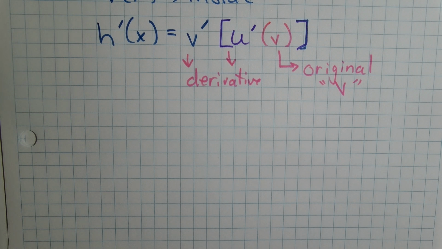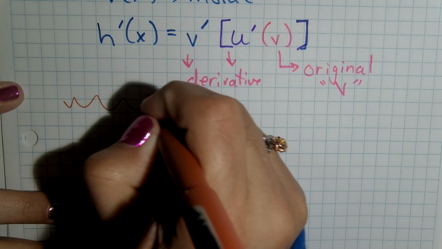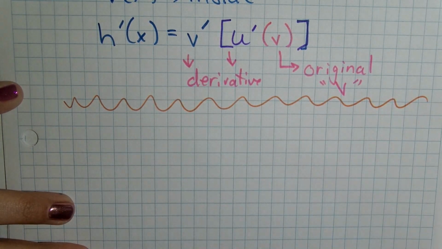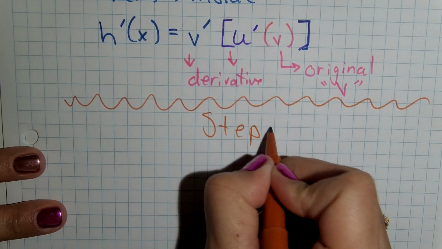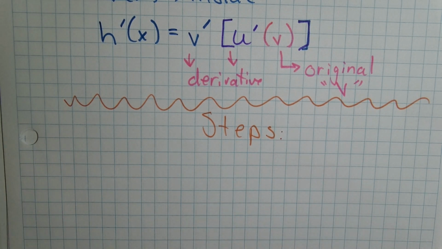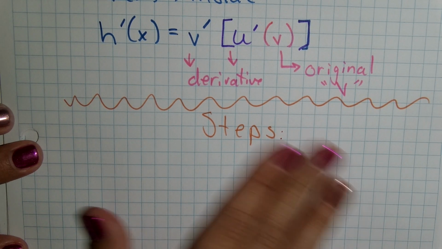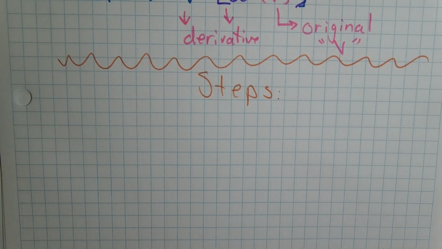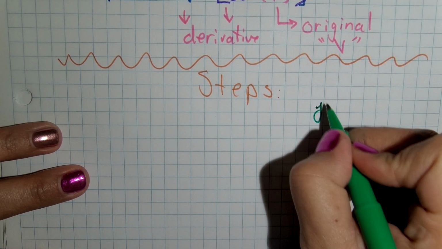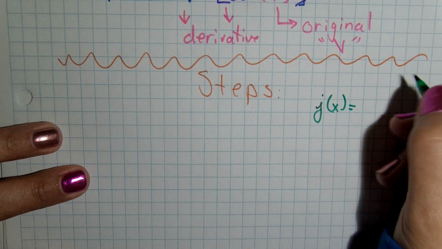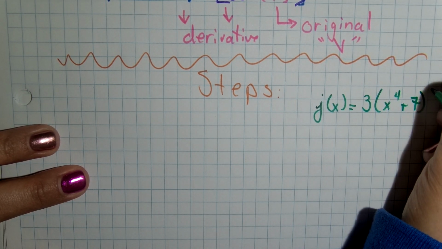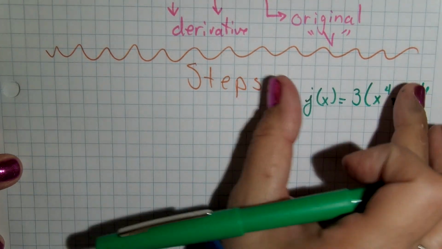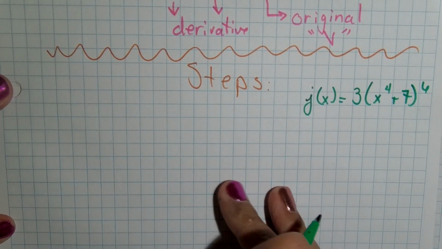So before we start to use this formula, we have steps on how to use it. Okay, so steps. While I'm writing out the steps, I'm going to use our example, j of x is equal to 3 times the quantity x to the 4th plus 7 raised to the 6th power. Okay? I'm going to use this example as we work through the steps. Capiche?